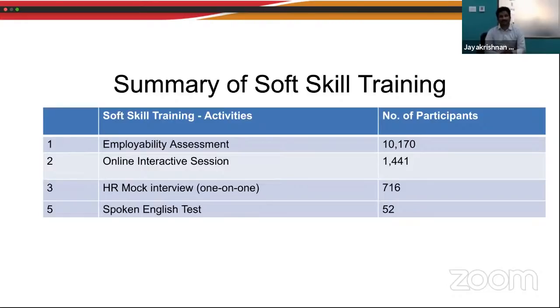So remember, these numbers are decreasing in order, because only if you complete the employability assessment are you given the online interactive session. Only when you complete the online interactive session, you are given mock interviews. So we are also gauging the seriousness of learners, so that we give support to the students who really need it and want it. So please be active when you participate in these sessions. Only when you complete each of them, you are eligible for the next level of training from us.